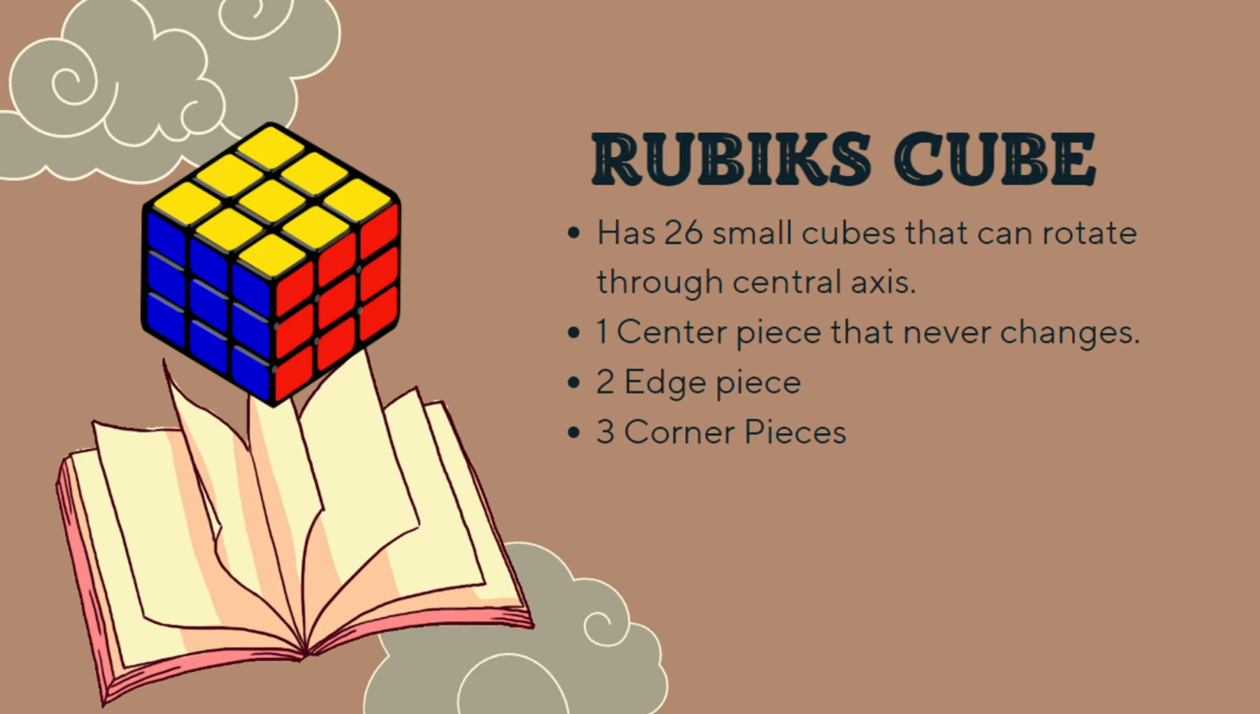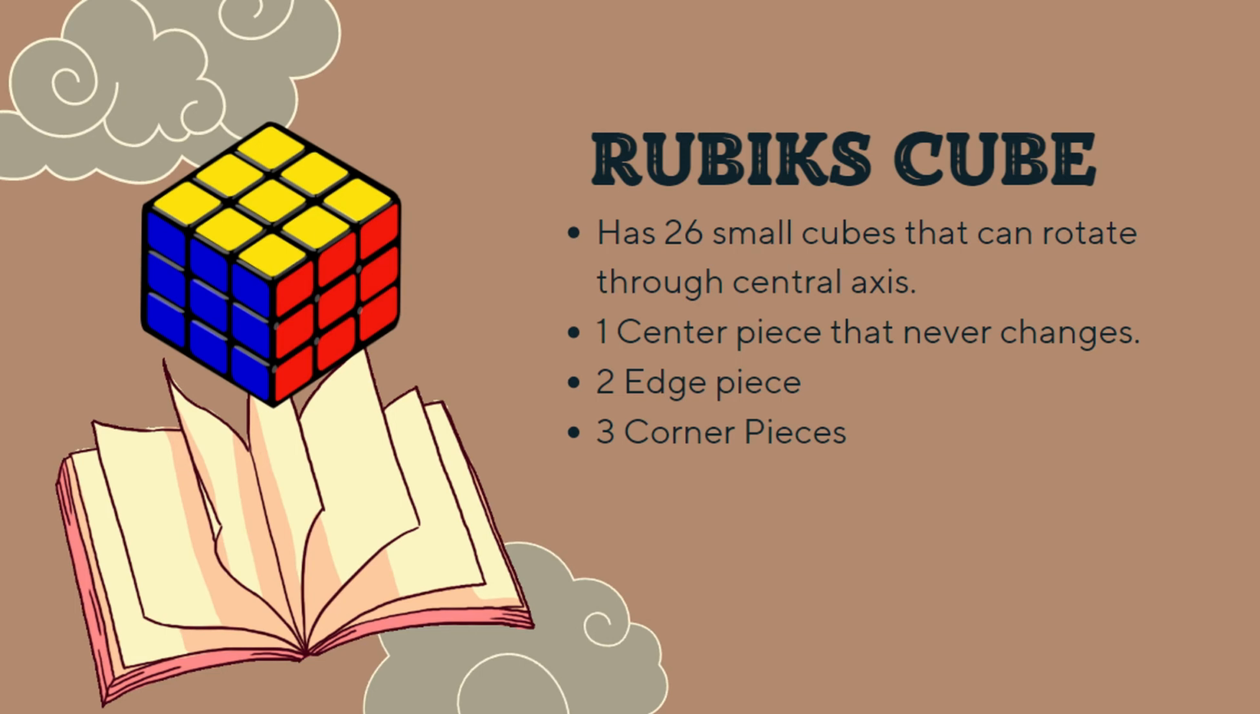It has 6 center pieces. It also has edge pieces with 2 colors, as you've seen in the cross, for example yellow and red. And it has corner pieces with 3 colors, as you've seen in the picture, on the corners of the Rubik's Cube, for example yellow, blue, and red.